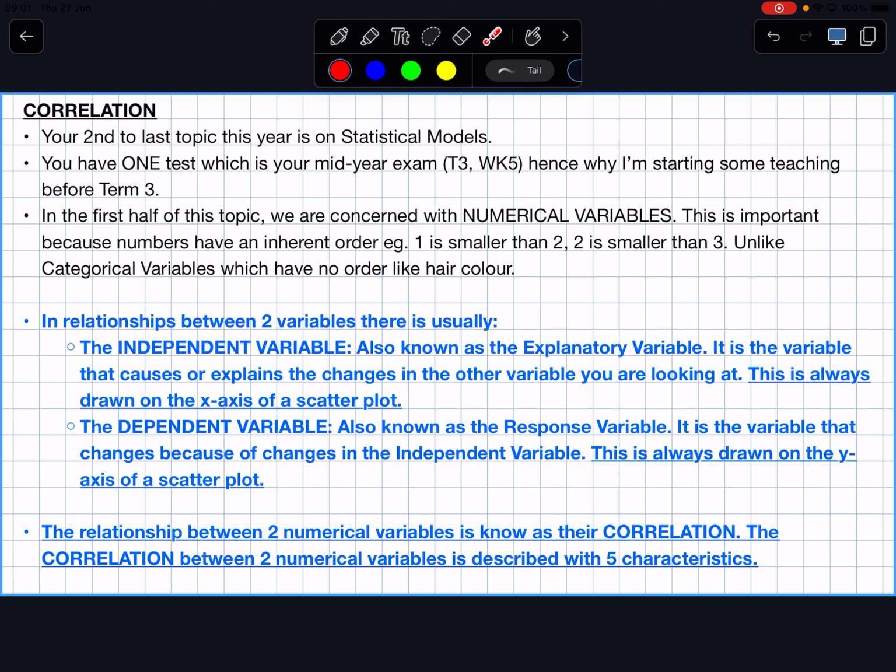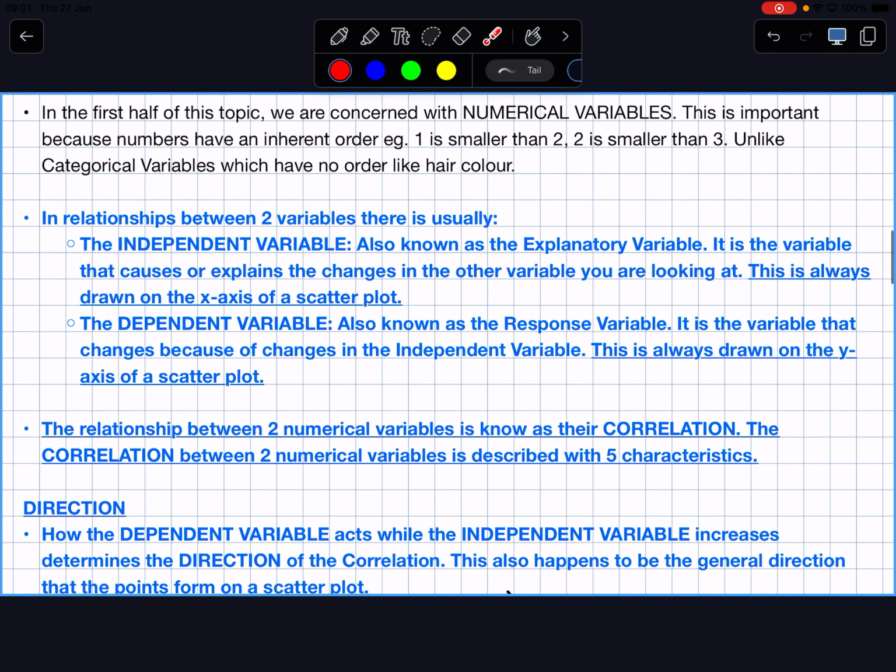So, in relationships between two variables, who here doesn't do science in year 12? Okay, so you'll need to remember back to the last time you did science. In relationships between two variables, there's usually an independent variable. At year 12, we also know that as the explanatory variable. It's the variable that causes or explains the changes in the other variable you're looking at. This is always drawn on the x-axis of a scatter plot.